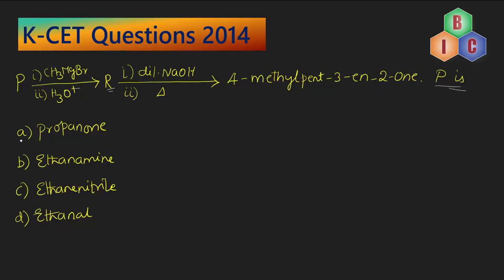So let's look at the options. A. Propanone, B. Ethanamine, C. Ethane nitrile, D. Ethanal.